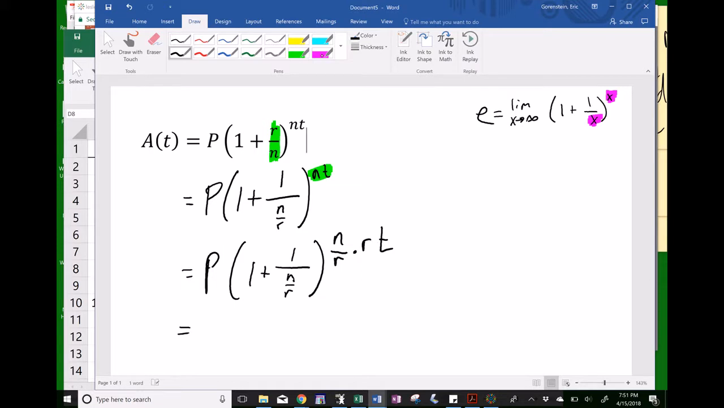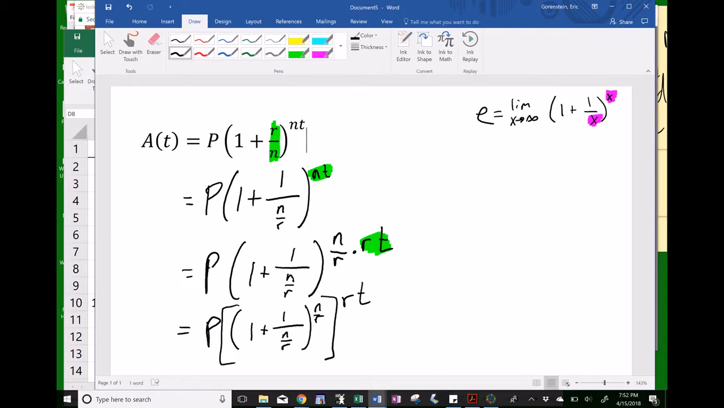So now the last thing I'm going to do is split off that part of the exponent that lines up with the definition of e. So 1 over n over r to the power of n over r, and I'm going to take this r and this t and split that off. I'll throw some more parentheses there and put the rt on the outside. So now we have 1 plus 1 over n over r to the power n over r, and then all of that to the power of rt.